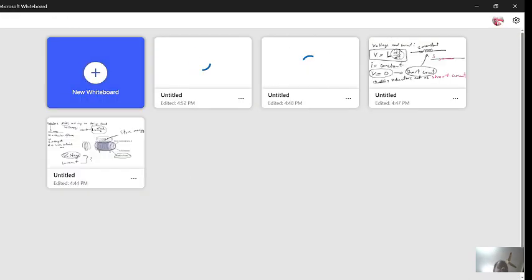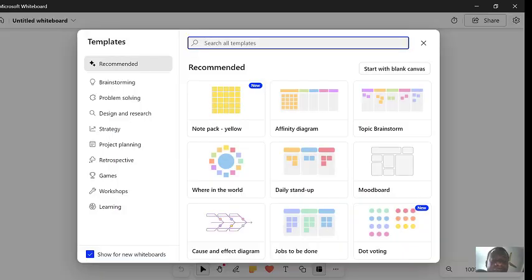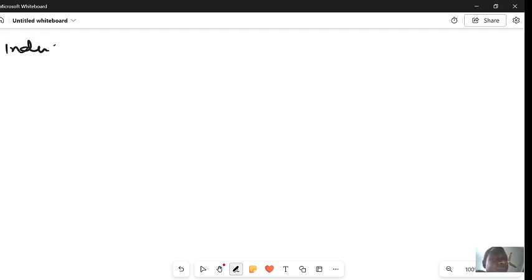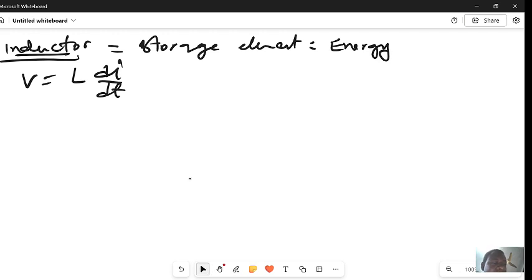Now let's see about the energy stored. As we discussed, the inductor is like a capacitor, a storage element. So it stores energy, and we can use an inductor to store energy. How do we determine the energy stored? We know that V equals L di/dt, and we know that the power is V multiplied by I. That's the formula that we know.